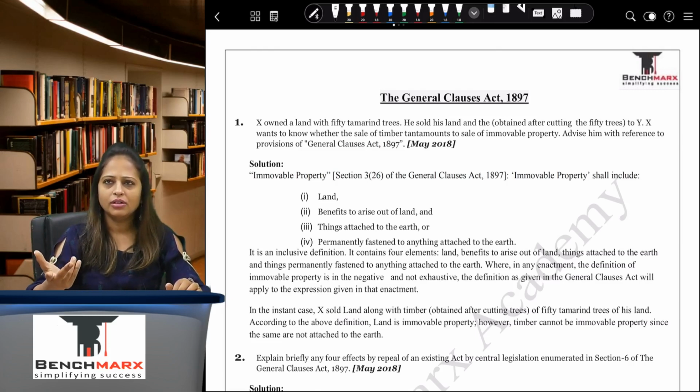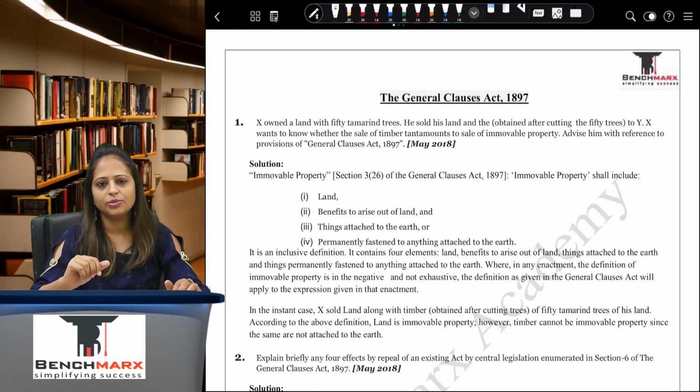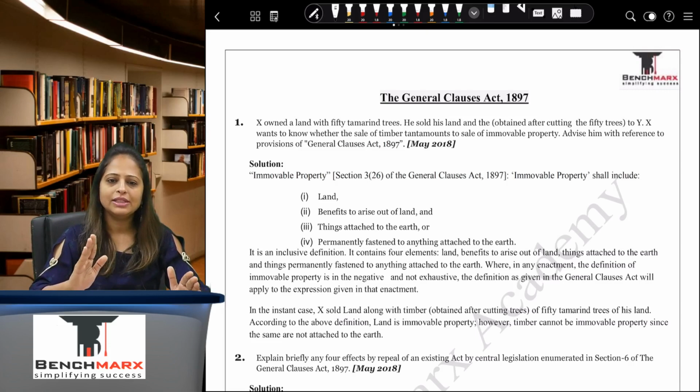And one more question would be on immovable property, as to what will constitute immovable property and what will not constitute immovable property. So these are the types of practical case study questions that are being asked.